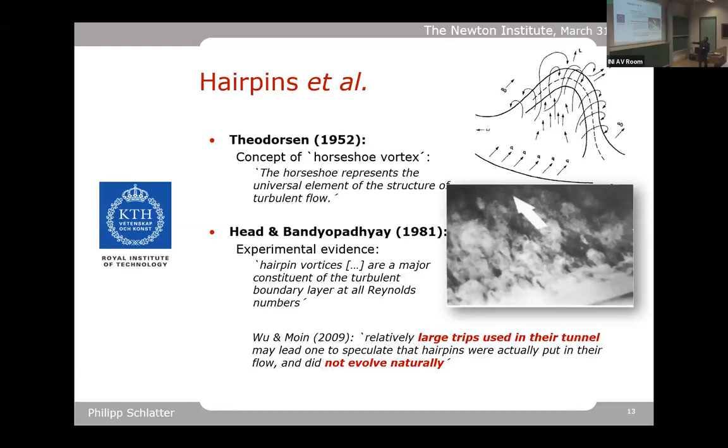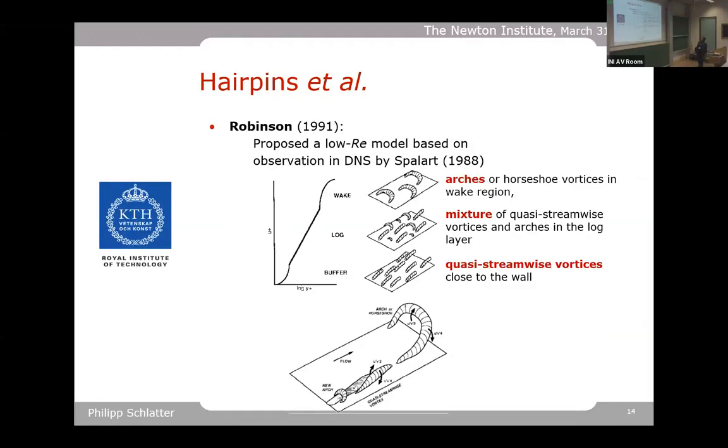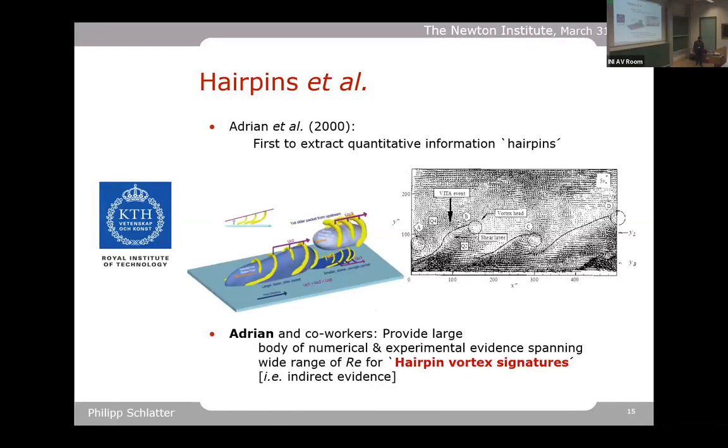There were some criticisms regarding that experiment, that maybe the trip was a little bit too strong, so therefore these hairpin vortices may not have been real vortices at the time. I guess one of the key early papers on looking at structures in turbulent boundary layers was the analysis of the Spalart DNS by Robinson. And he had this kind of hierarchy of different vortices, where there were not really hairpin vortices close to the wall, it's mainly quasi-streamwise vortices and kind of arches or canes further away from the wall.